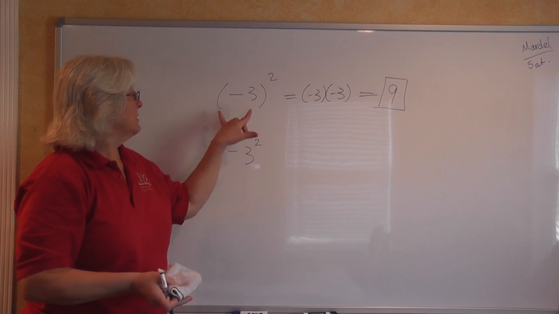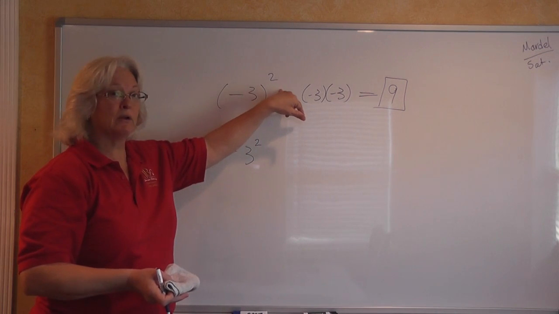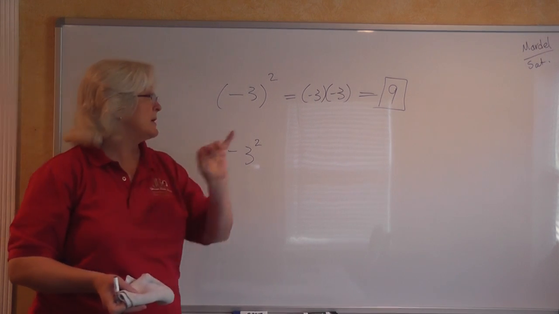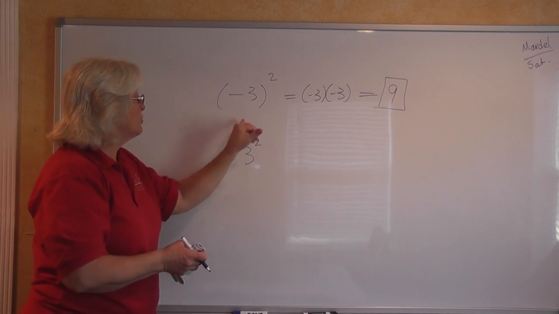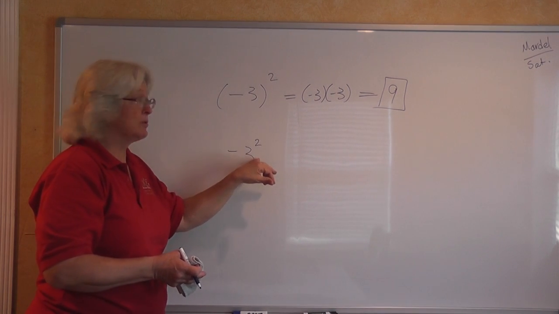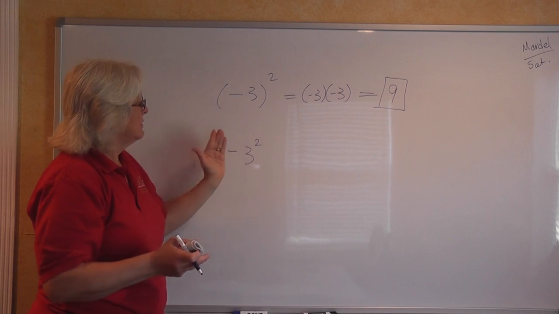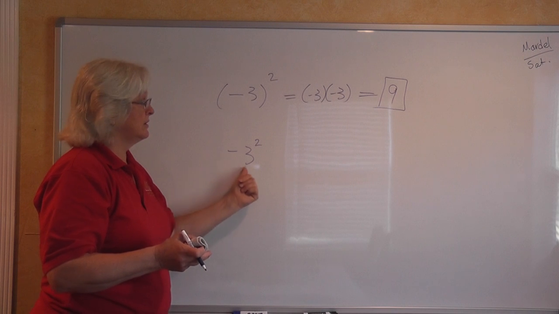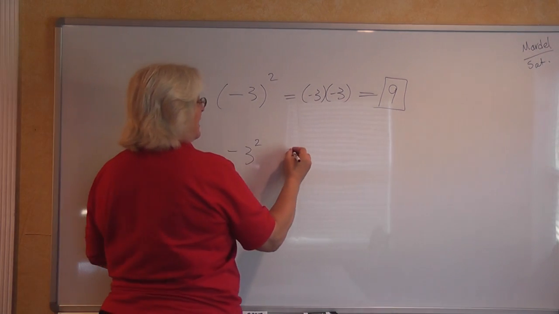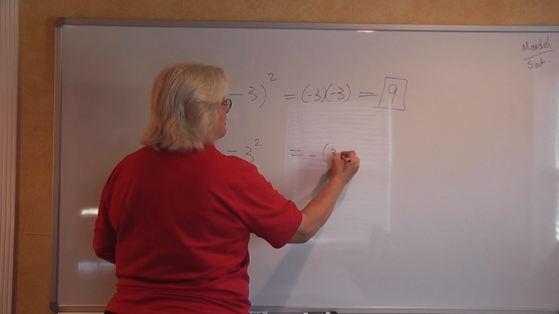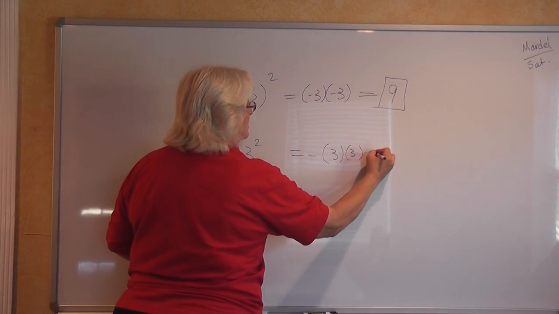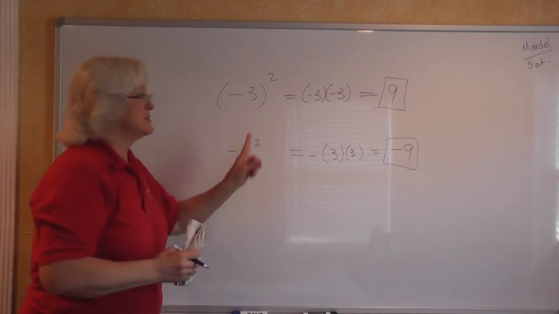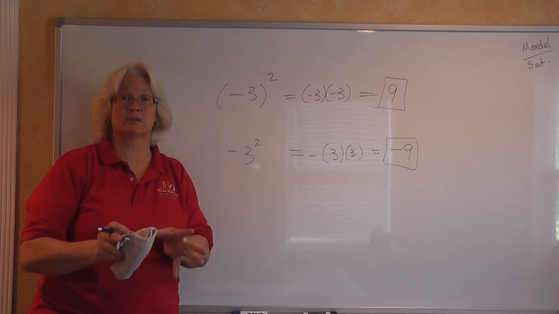Now, is negative 3 in parentheses squared the same as this expression here? No, it's not, because your exponent only relates to the number that it is directly touching, if you will. This actually can be read as the opposite of 3 squared. What we have is the opposite of 3 used as a factor twice. You see that these two are not the same.